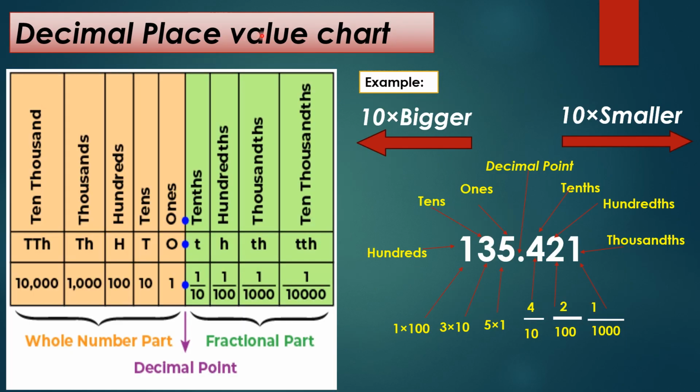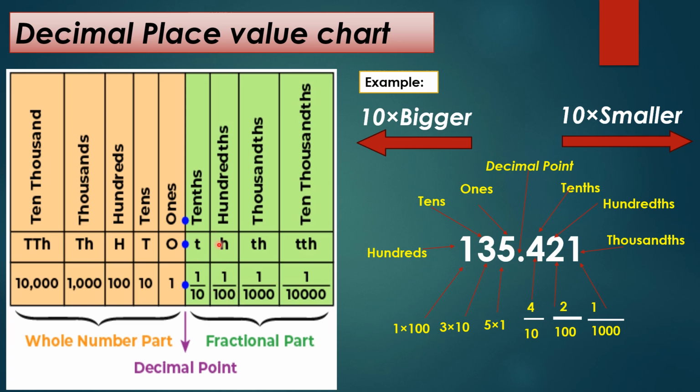Let's understand the place value of decimal numbers. When we write numbers, the position of each digit is important. This is the place value chart. As we know, this is the decimal point. The left side of the decimal point is the whole number part and the right side of the decimal point is the fractional part.